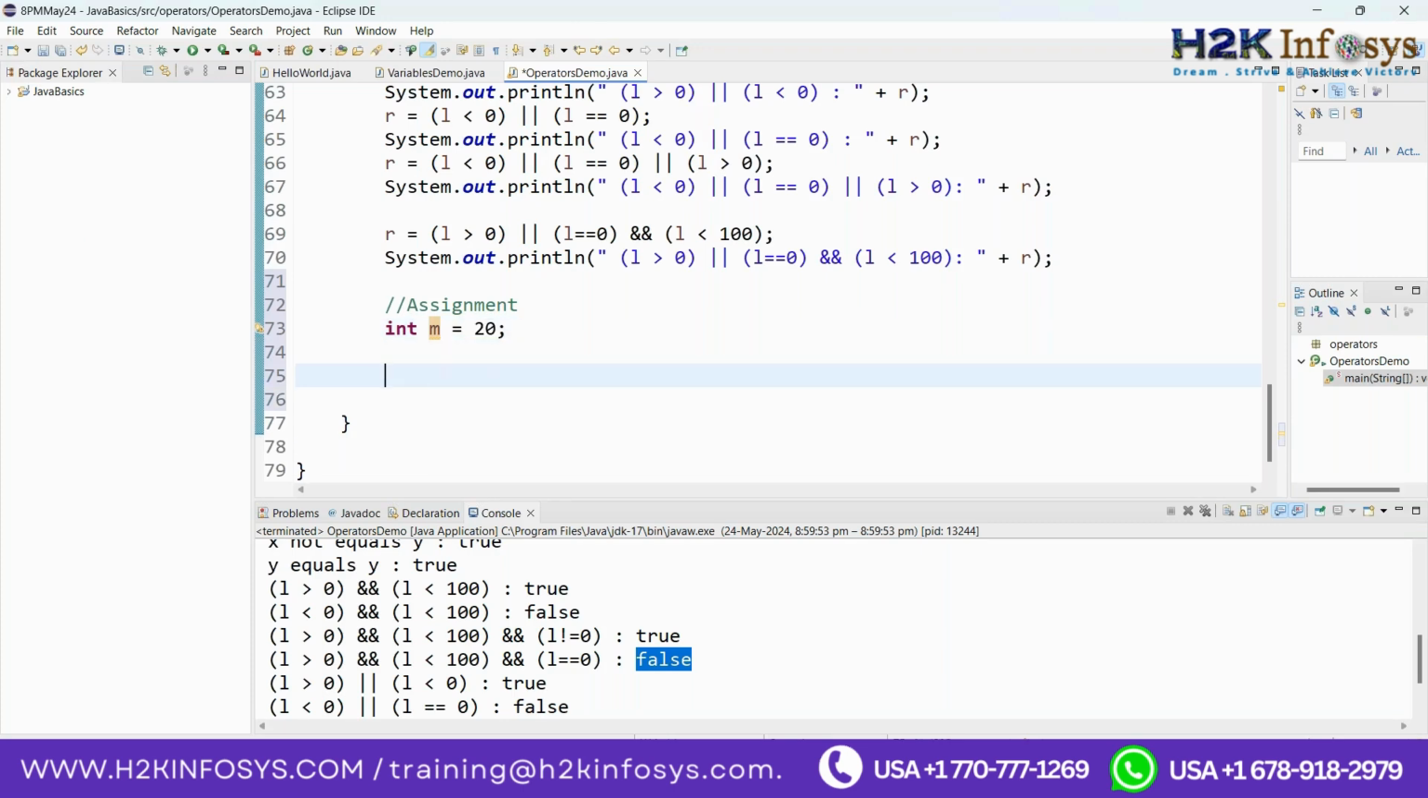Let us observe this. Now what is it? m plus equal to 5. Here you could use another variable like L, A, whatever you want, or a value also like this. Now what does that mean? It is actually m equal to m plus 5. It is a shortcut to write m equal to m plus 5. Now tell me, m's initial value was 20. Now what would be the value of m? 25.